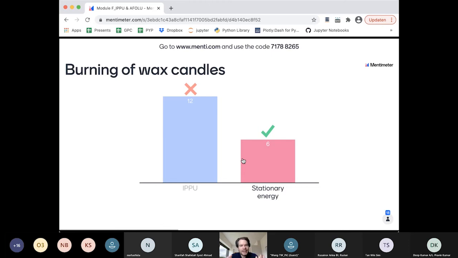But candles, we like candles for light. So in this case, it's the intentional combustion for a productive energy use, in this case, the productive use being light. So this could be at home. You're burning a candle. It's stationary energy because it is an intentional combustion for a productive energy use. If we use the wax to lubricate something, it could be IPPU. But in this case, because we're burning something with a productive energy use, in this case, the light, it comes under stationary energy.